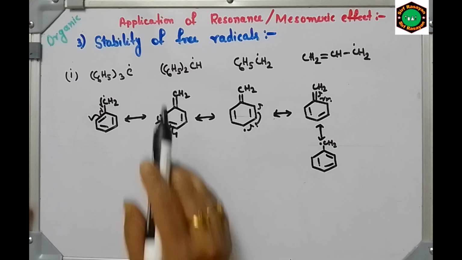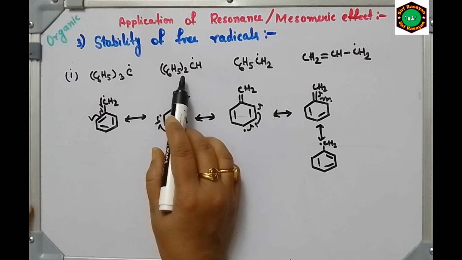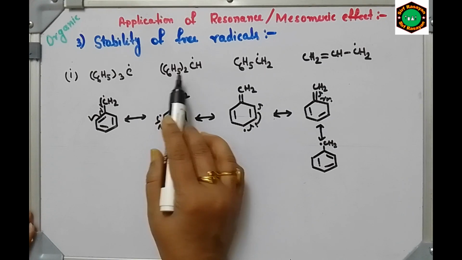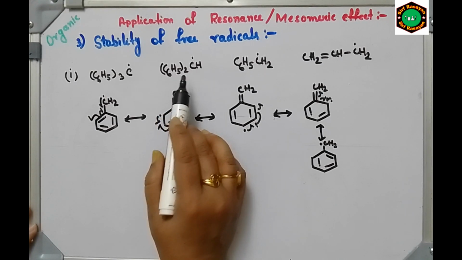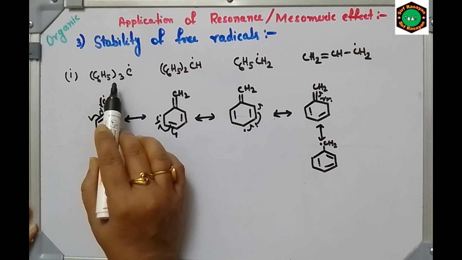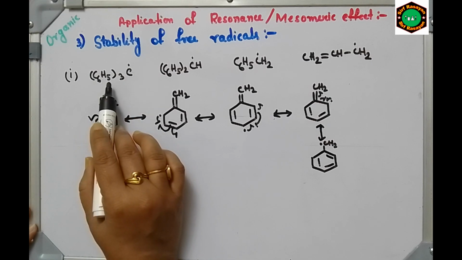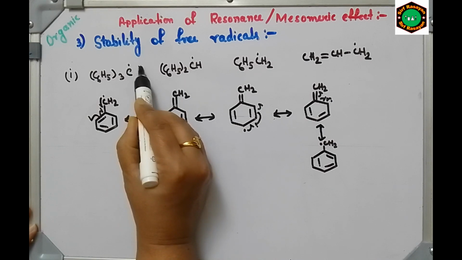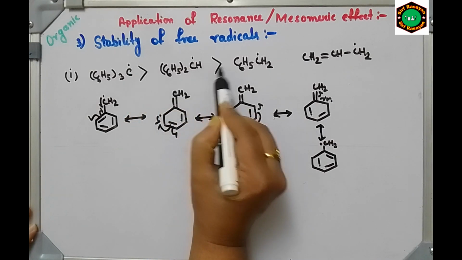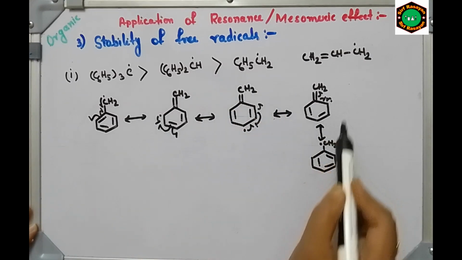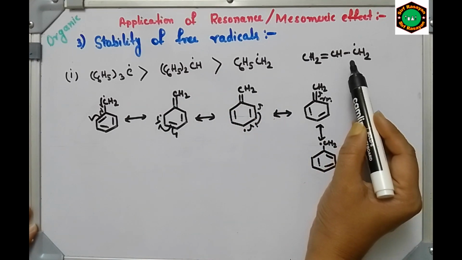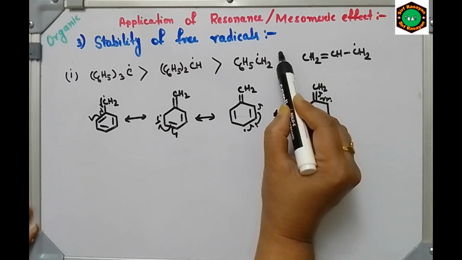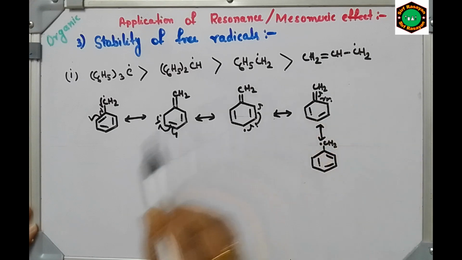Now see, what about diphenyl methyl free radical? Here 2 benzene rings are there, so more resonating structures are there. For triphenyl methyl free radical, even more resonating structures are there than this one. So obviously this is the most stable one, then this, then this. And here 5 resonating structures are there, and as for carbocation, here 2 resonating structures are there, so stability is decreasing in this order.